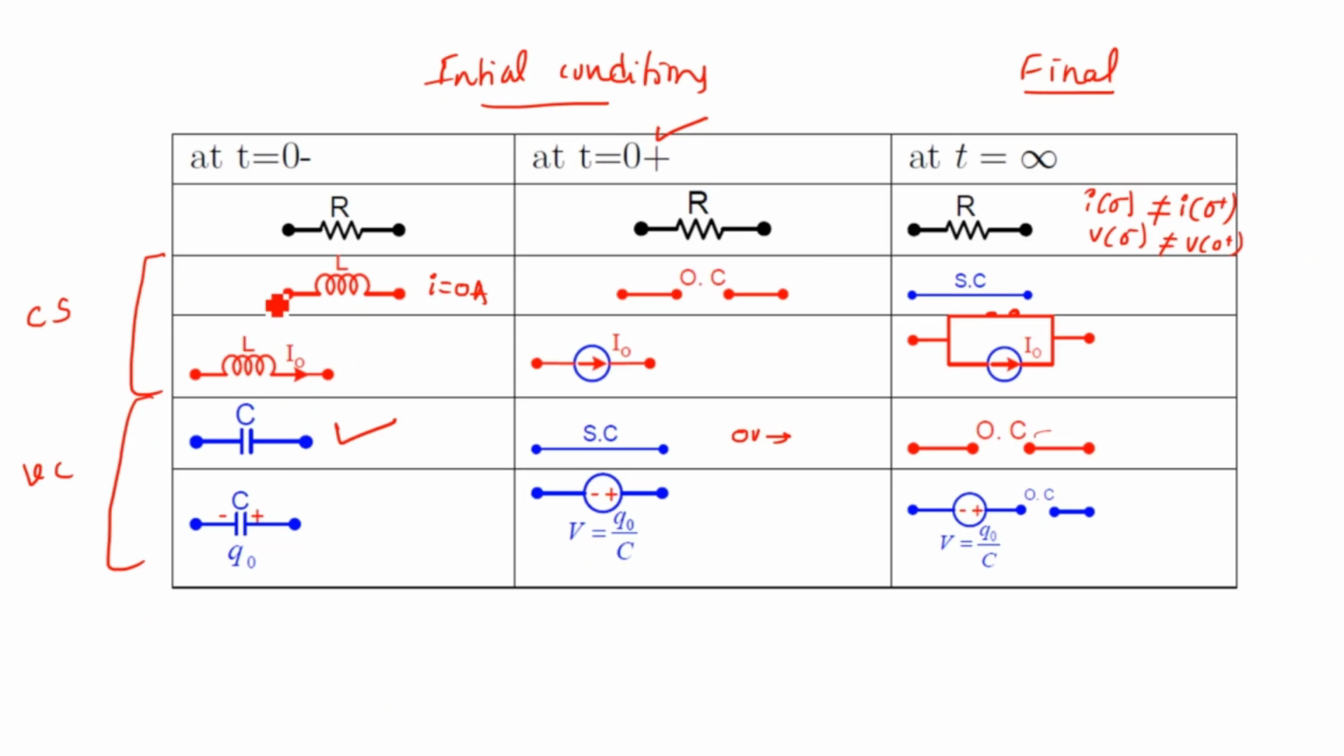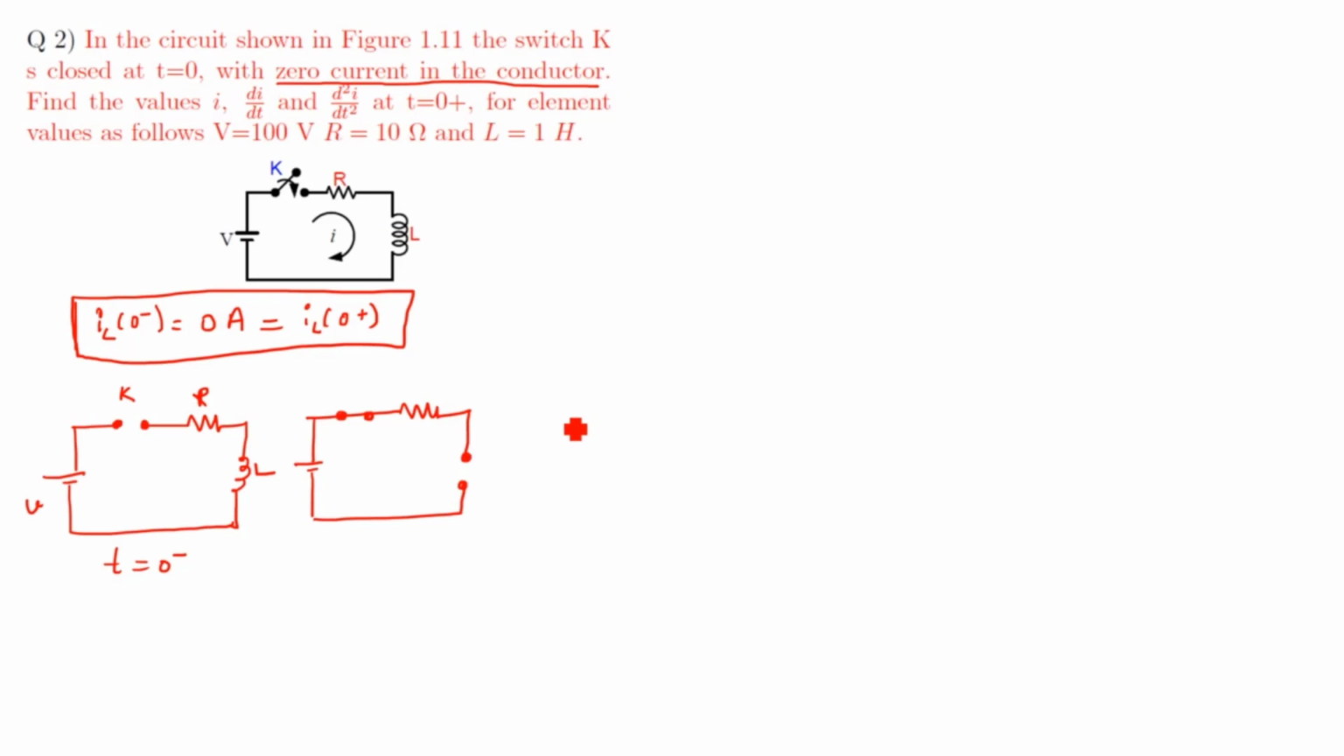See here, the inductor is there. Before switching, zero current is flowing through it. Then after switching, it should be replaced by an open circuit. So before switching, zero current was flowing. Immediately after switching, it should be replaced by an open circuit. So immediately after switching, it is replaced by an open circuit. It is resistor R.